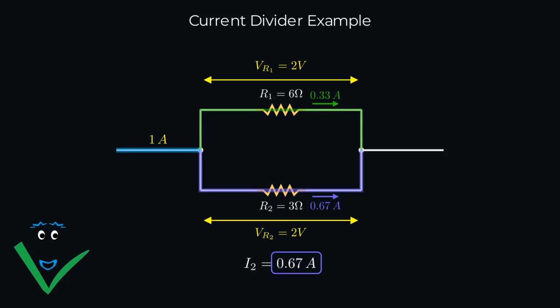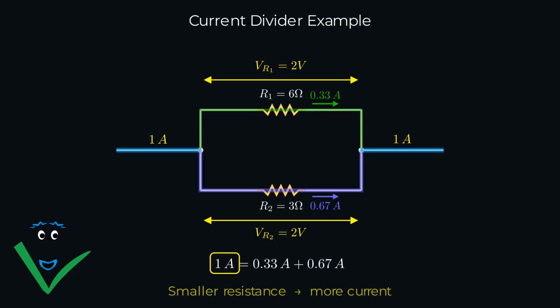Now let us check if this makes sense. The current through R1 is 0.33 amps. The current through R2 is 0.67 amps. If we add them together, we get 1 amp, which is exactly the total current that entered the junction. So the current did not split equally. More current went through the smaller resistor, R2, and less current went through the larger resistor, R1. That is the core idea behind a current divider.